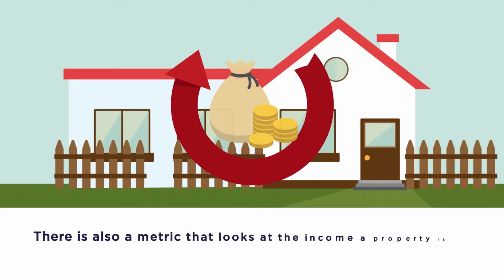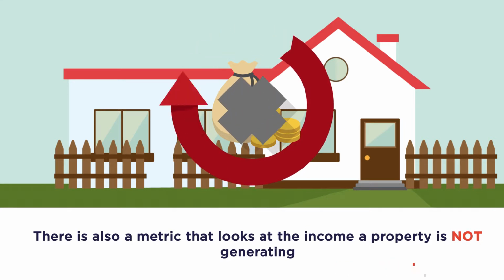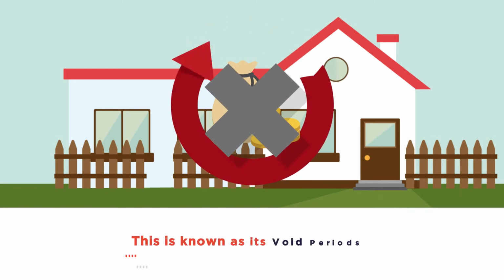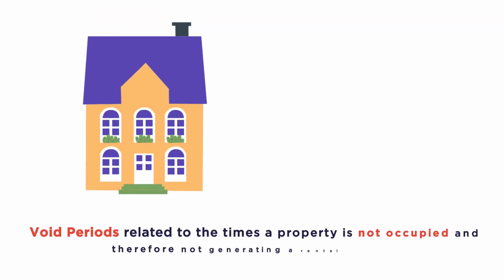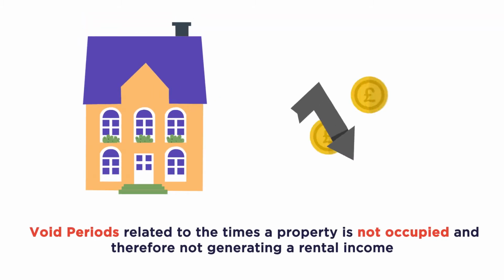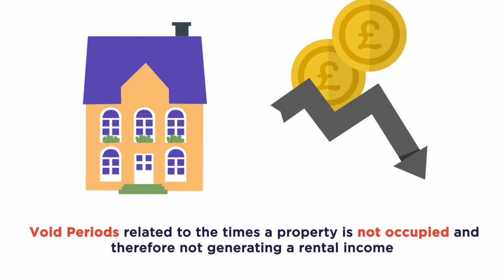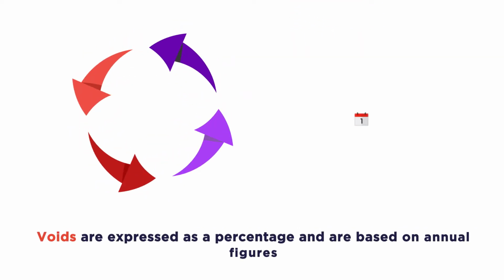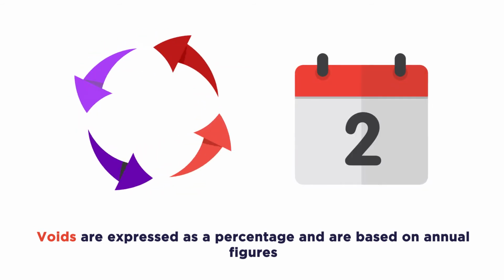As well as metrics that look at the performance of a property through the rental income it generates, there is also a metric that looks at the income a property is not generating. This is known as its void periods. Void periods relate to the times a property is not occupied and therefore not generating a rental income. Voids are expressed as a percentage and are based on annual figures.